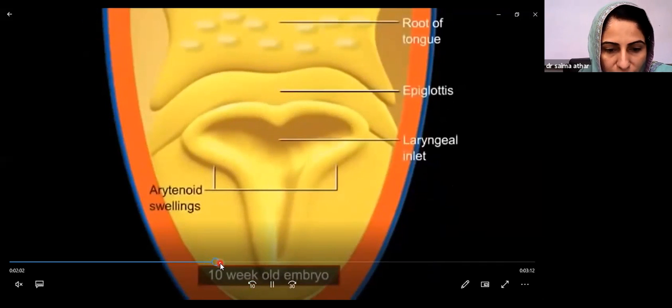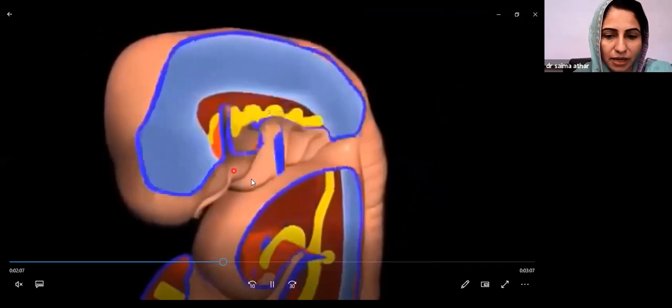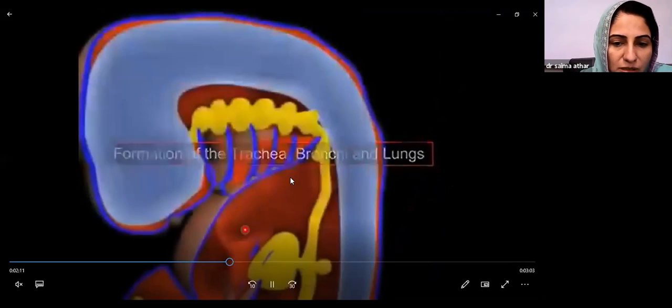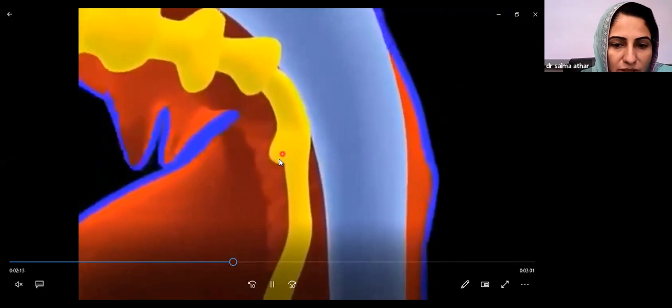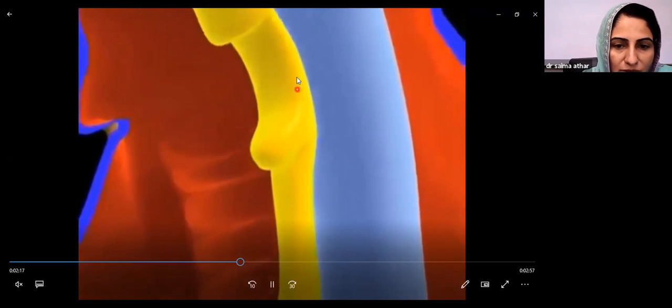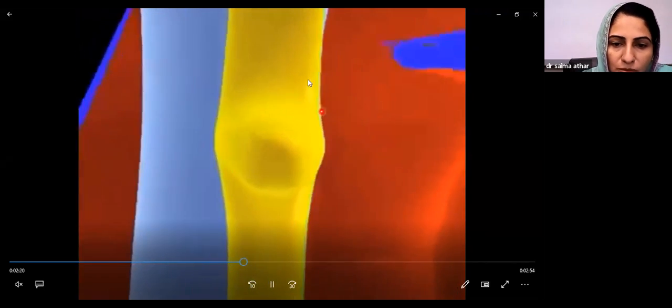Okay, till 10th week the larynx is also formed. Now coming back to the respiratory diverticulum. ठीक है, now respiratory diverticulum किस week में start हो रहा है? During the 4th week. Now you will see that this is the respiratory diverticulum. It is on the anterior surface of the endoderm of the foregut. ठीक है, now what is happening that अच्छा, now see, this is the respiratory diverticulum.